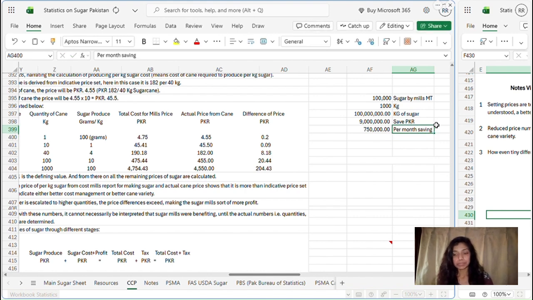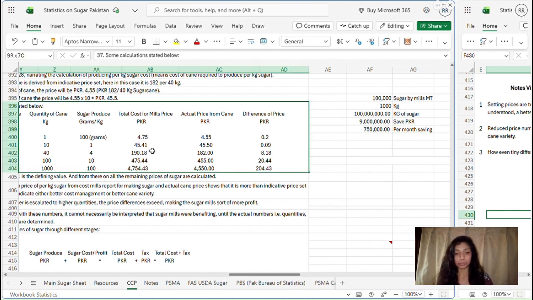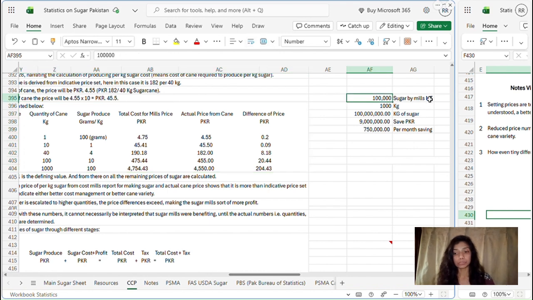Per month saving, that is cost savings. They just managed to save 9 pesos per kg of sugar producing cost here, and they were able to save 750,000 per month. That is 9 million yearly. Now this depends on the quantity of sugar produced. If there is more sugar in million metric tons, then they are going to produce more sugar.